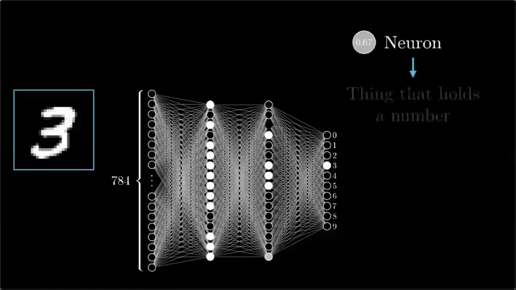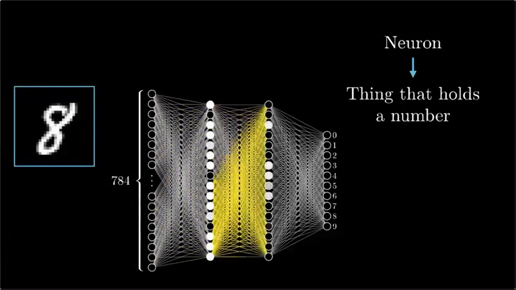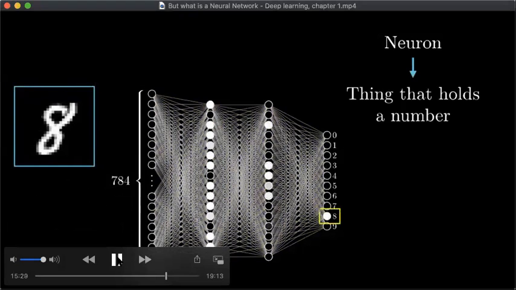Remember how earlier I said these neurons are simply things that hold numbers? Well, of course, the specific numbers that they hold depend on the image you feed in. So it's actually more accurate.